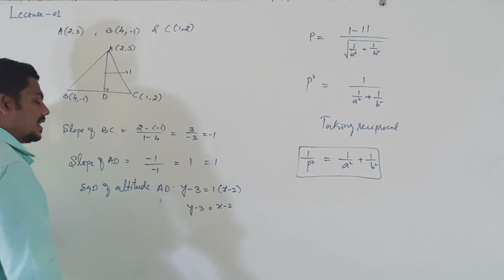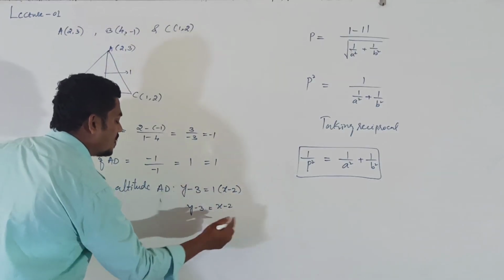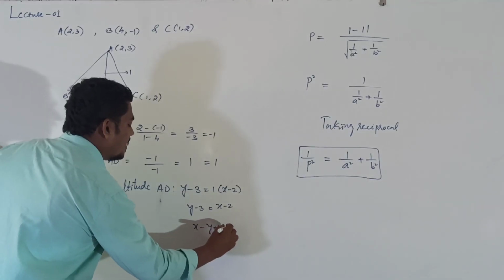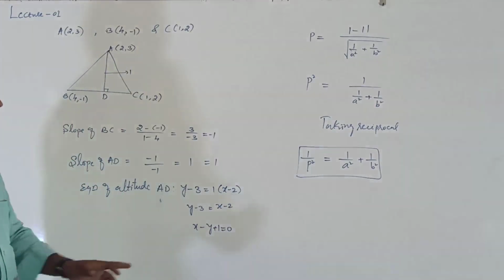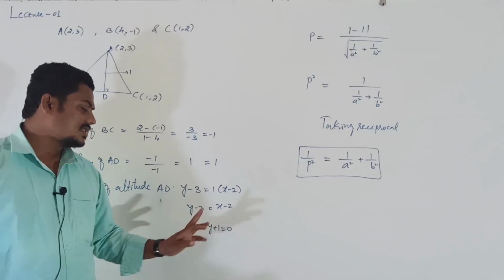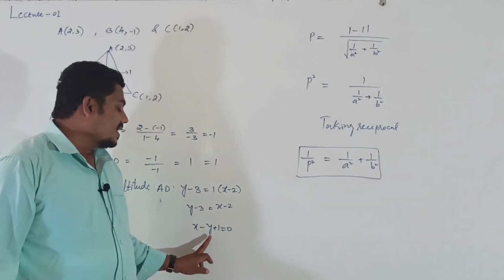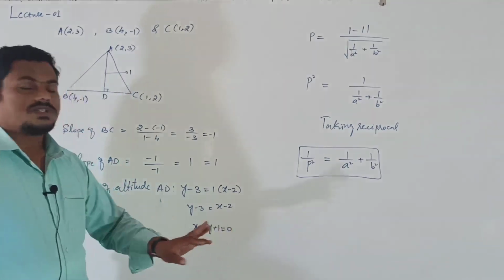Now take it into LHS, or send these two terms into RHS. Then x minus y plus 1 equal to 0, because this -3 becomes +3. Equation of altitude AD is x minus y plus 1 equal to 0.